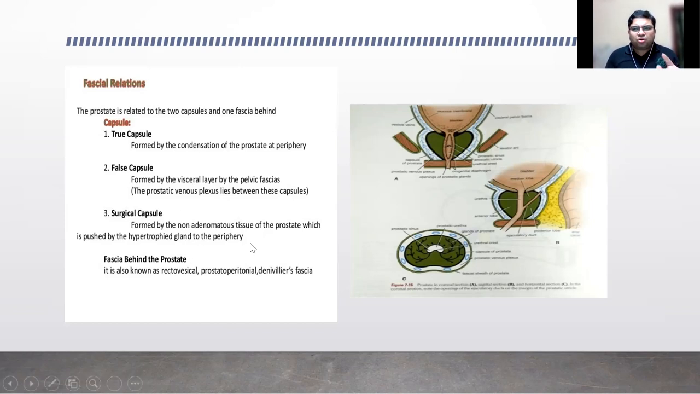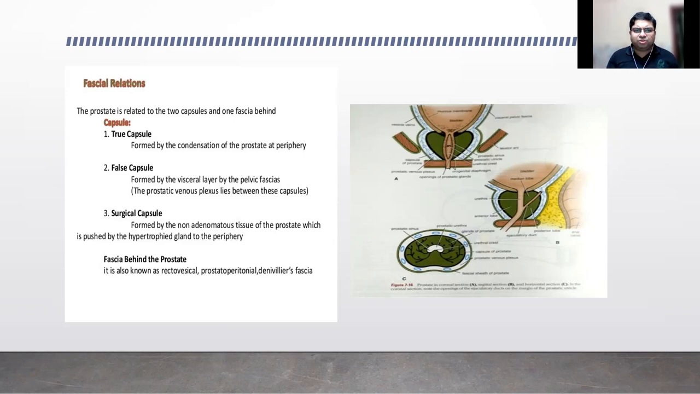The surgical capsule is caused by the adenomatous tissue, which increases in size and compresses the non-adenomatous part of the gland, or you can say the urethra. So it becomes a surgical capsule.